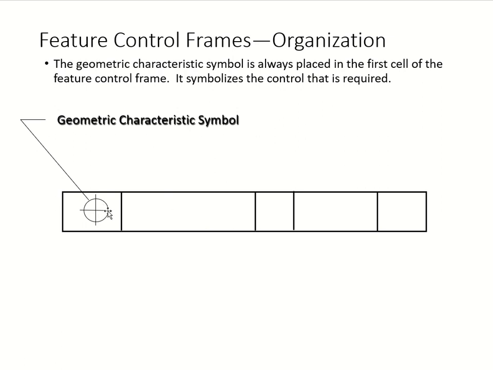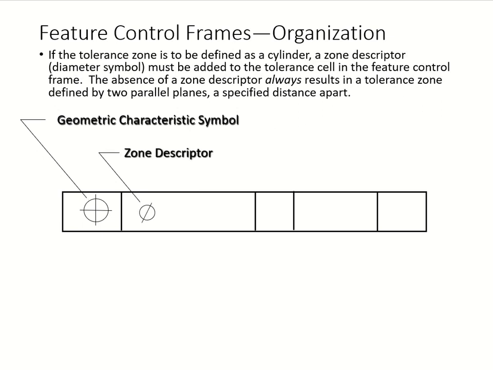So this is your column, of course there's only one column, 2, 3, 4, 5, and then there's a single row right there. So the very first cell, because you have columns and rows, we call it the cell when they cross. The very first cell, I call it just a box. So the first box is your geometric characteristic symbol. That's what we're going to put in it. The geometric characteristic symbol is going to show you the control that is required.